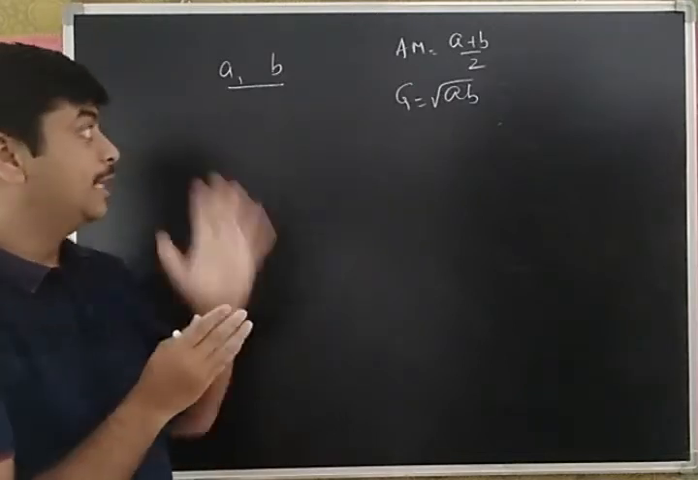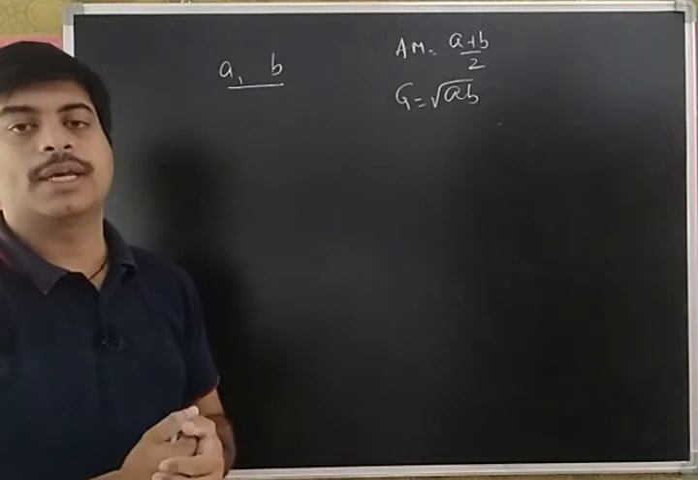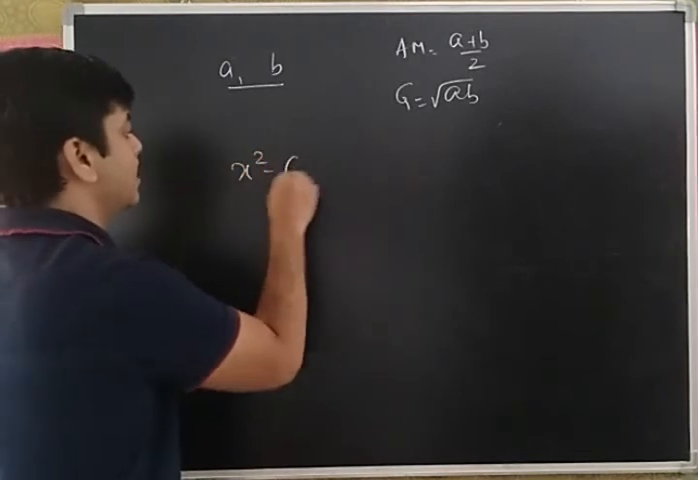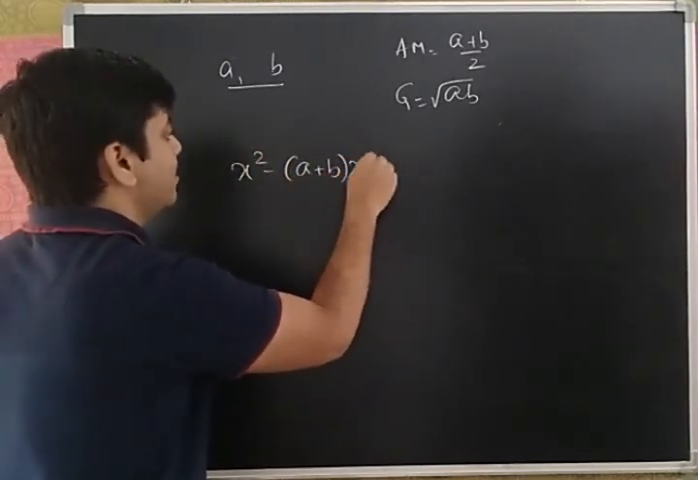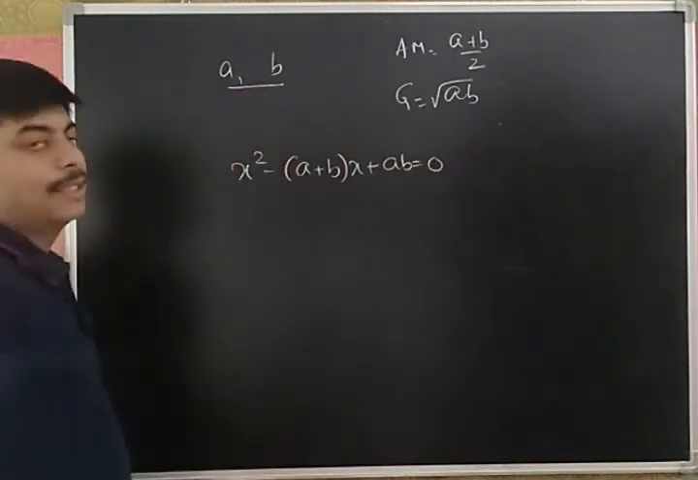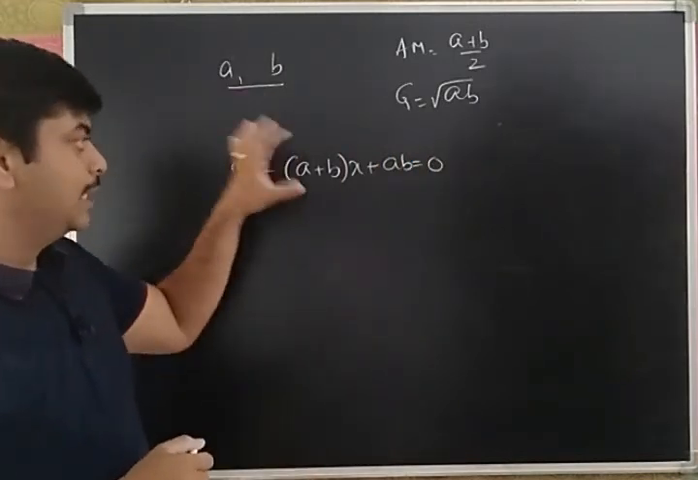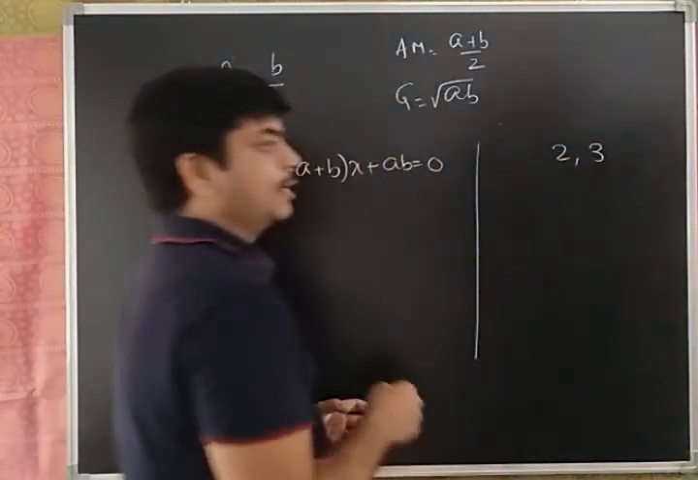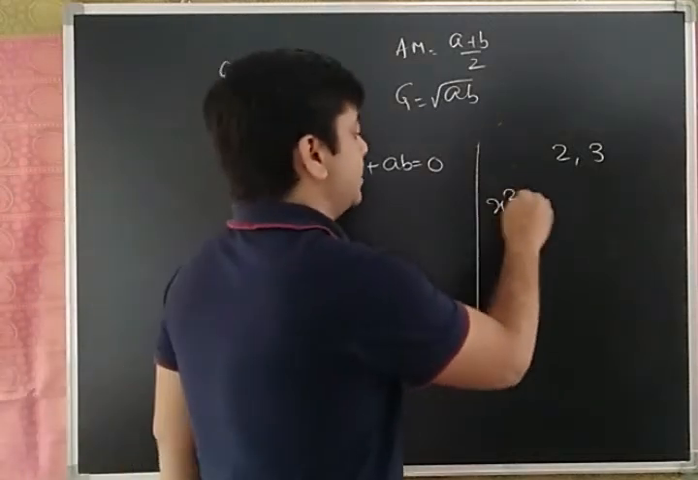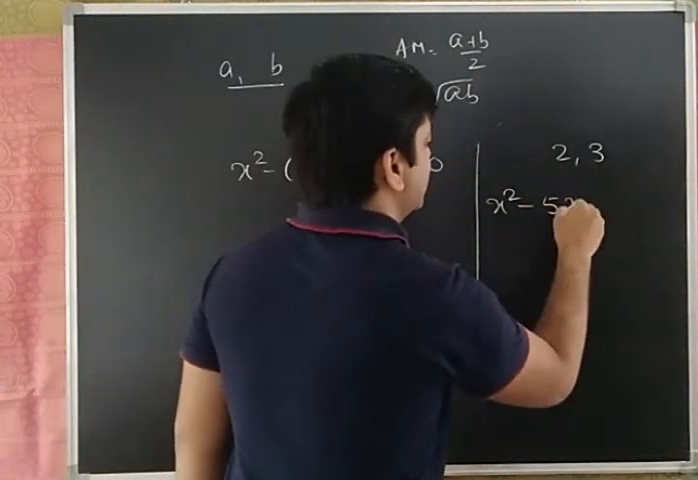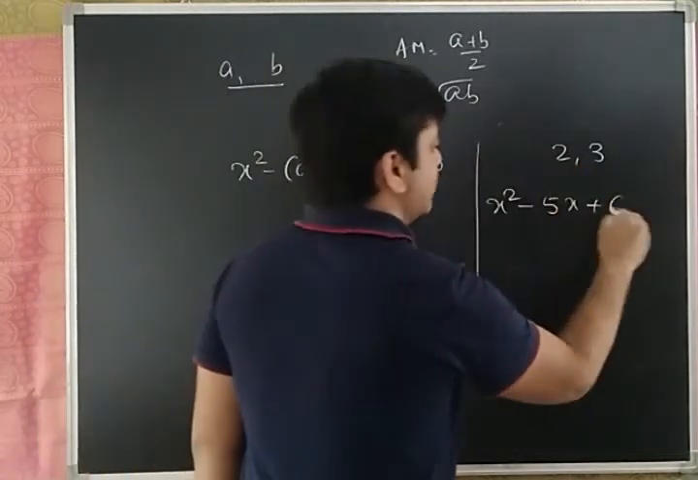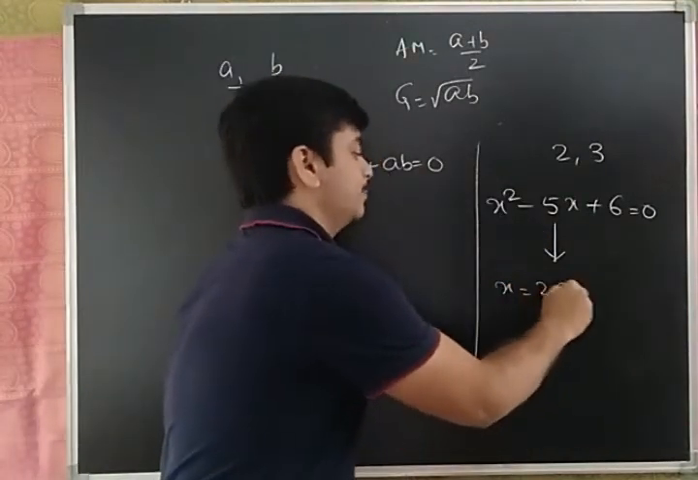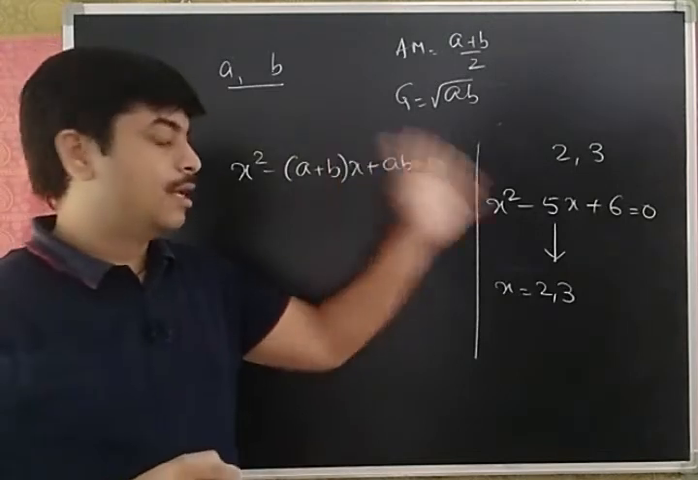We'll be learning that in quadratic equations. The equation formed with a and b as the roots is x square minus (a + b) times x plus ab equal to 0. If those two are the roots, that equation will be this one. I'll give you a small example. If 2 and 3 are the roots of some quadratic equation, how to find the equation? x square minus the sum of these two, that is 5x, plus the product of these two, that is 6, equal to 0. If you solve this one, you will get x equal to 2 and 3. That we'll learn in quadratic equations.